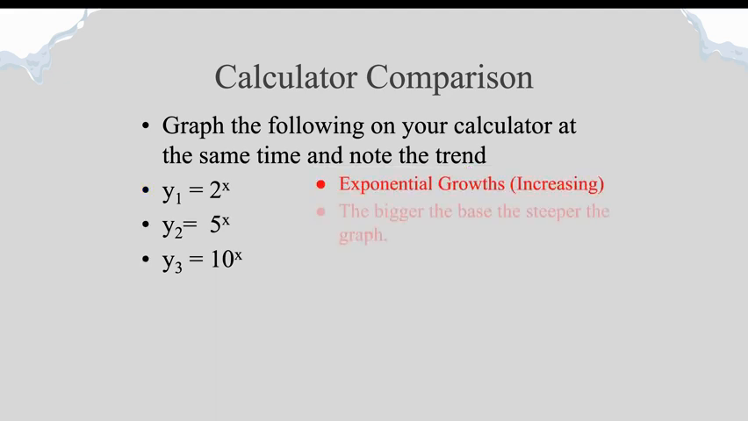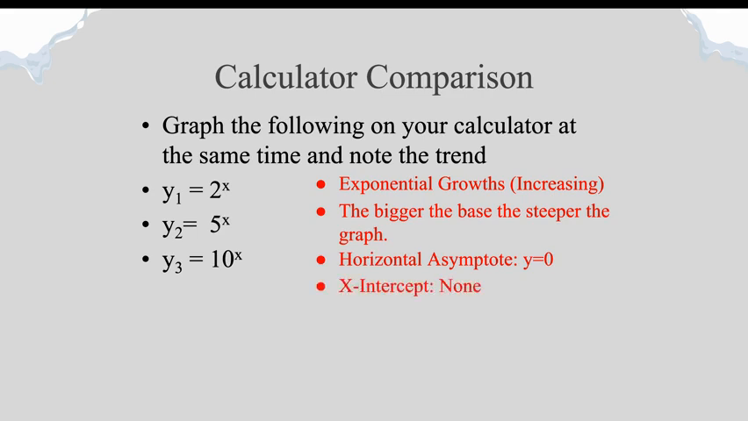So exponential growth is increasing. The bigger the base, the steeper the graph. The horizontal asymptote for all three of those was still y equals 0. And the x-intercept was none. The reason for that is the x-intercept is where we touch the x-axis. Well, if I have a horizontal asymptote at y equals 0, it means this graph is never going to touch the x-axis because it's going to get closer and closer and closer to 0, but never touch it. So we have no x-intercept.